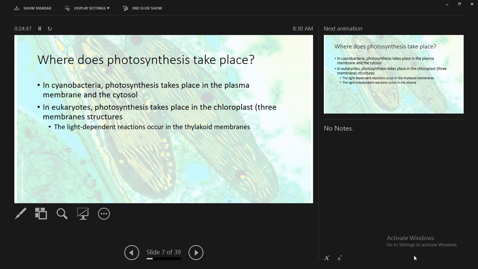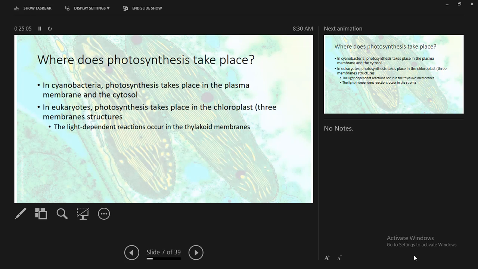Making ATP. These happen in what we call the thylakoid membrane. That is the innermost membrane inside of a chloroplast. And so the mitochondria have two membranes, right? Do you remember that? Mitochondria have two membranes, inner and outer.